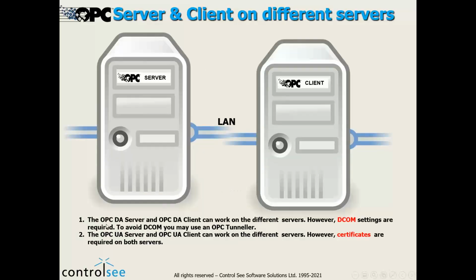When talking about OPC DA, and the client and the server are not running on the same server, they are running on different servers on the network. Again, you need to change your DCOM settings, or if you want to avoid using DCOM, you may use an OPC Tunneler. But OPC Tunneler software requires more licenses and additional cost is associated. The OPC UA server and the OPC UA client can work on different servers. However, certificates are required on both servers.